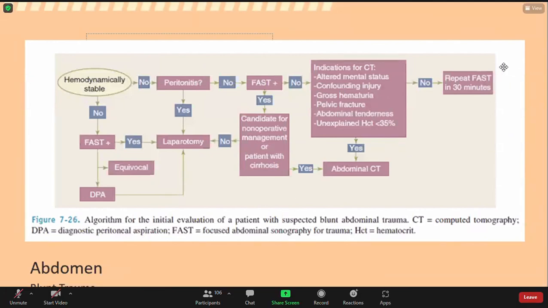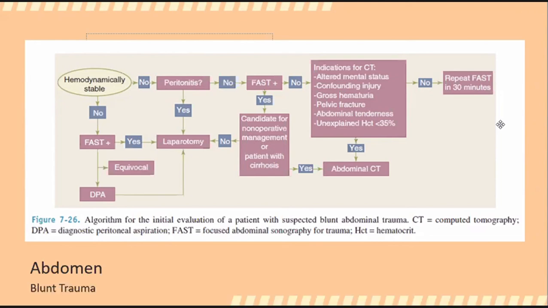Ito naman yung blunt abdominal trauma. Pag unstable, OR. Same sa lahat. Pag unstable, OR talaga. Pag positive yung FAST, OR din. So, may fluid collection kasi sa loob. So, saan man galing yung fluid collection? So, most likely, baka may bleeding. Baka may liver and splenic injury na bleeding or baka may spillage from your gastric or intestines. So, OR. Pag may peritonitis, OR.